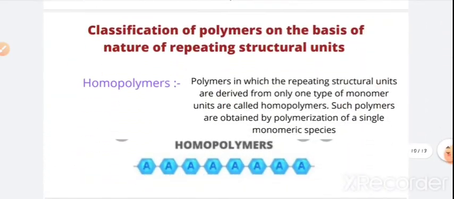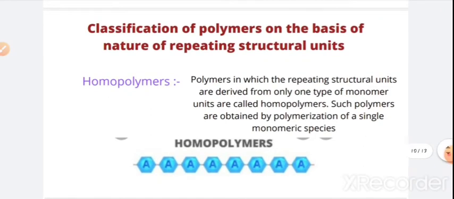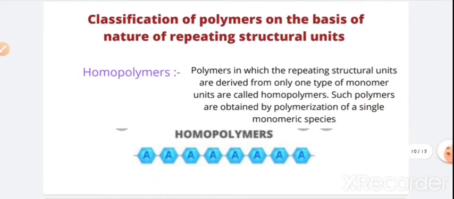The classification of polymers on the basis of the nature of repeating structural units. Okay. The third classification of a polymer. Here the first one is homopolymer. Polymer in which the repeating structural unit are derived from only one type of monomer unit are called homopolymers. Such polymers are obtained by polymerization of single monomeric unit. Homopolymer simply means polymers having same monomer unit in the whole chain.